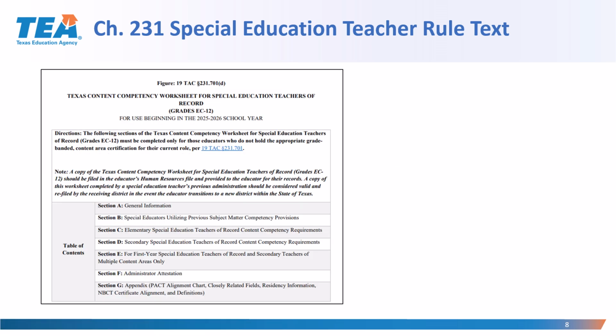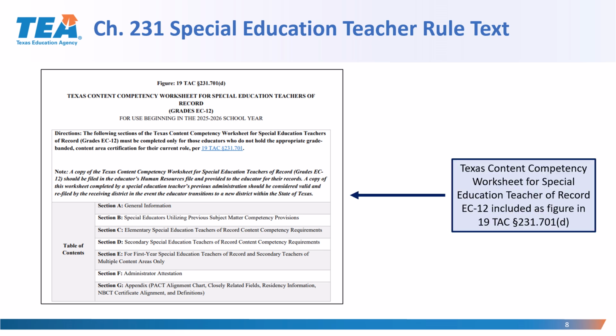The Texas Content Competency Worksheet for Special Education Teachers of Record is included as a figure in the Chapter 231 rule text as 231.701D.